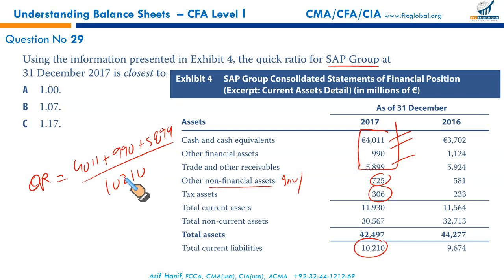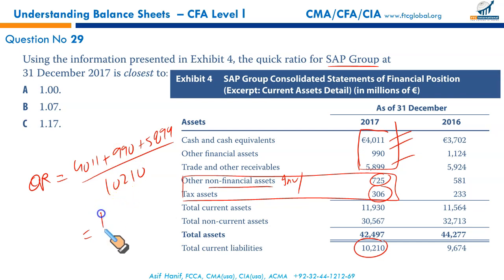So adding all these up in the numerator and dividing by 10,210, your quick assets have been considered, excluding the others that are not likely to be converted into cash. Non-financial assets and tax assets have been removed. So taking your quick assets and dividing by the current liabilities gives you 1.067, which is approximately 1.07.